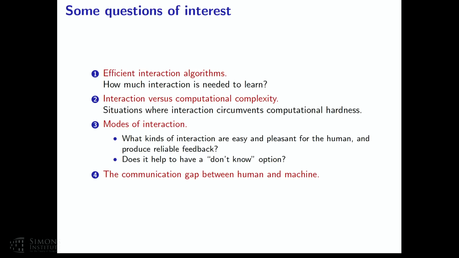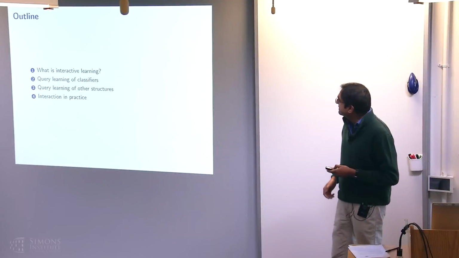So labels are safe, everybody agrees on what a label means, but the minute you move to richer interaction, there is this communication gap that has to be bridged. And what are ways of bridging it, and what can you show about it? So these are some of the questions that arise in interactive learning.